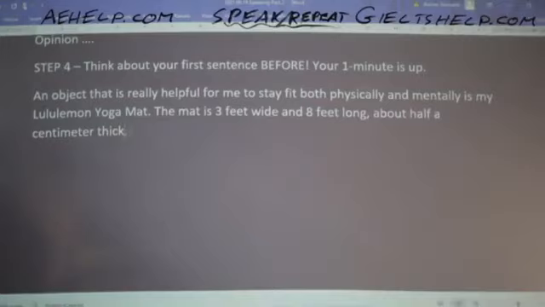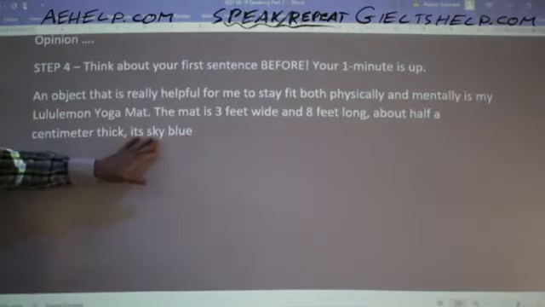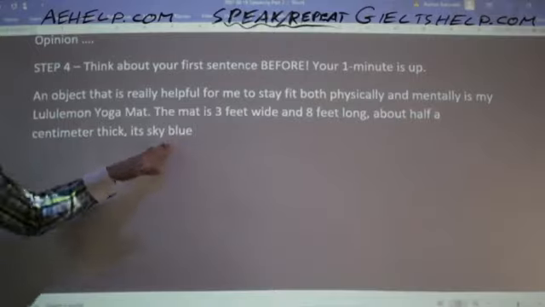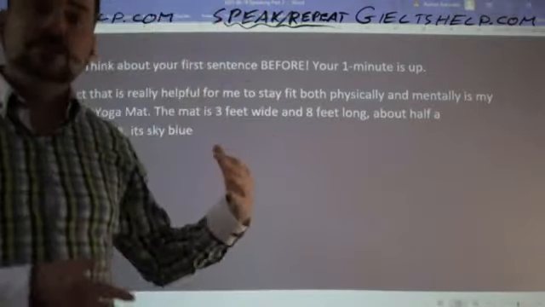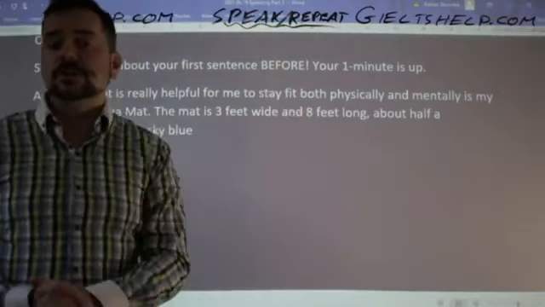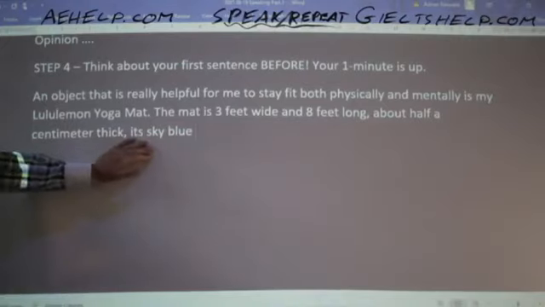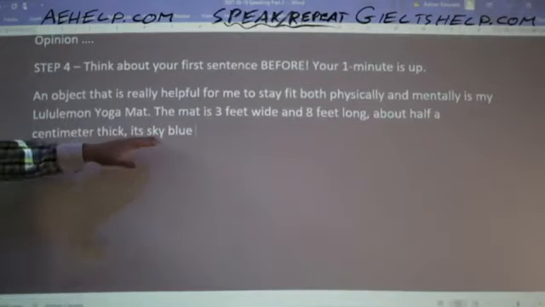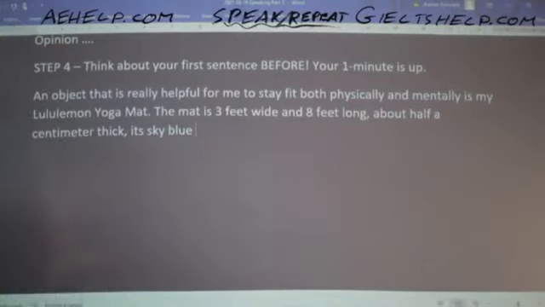So it's sky blue. So if you want to say blue, that's fine. But if you say sky blue or navy blue or royal blue, so if you know some more specific colors, that's going to improve your lexical resource mark. So when you're practicing for your IELTS exam, strive to make your speaking as descriptive as possible. It's sky blue.